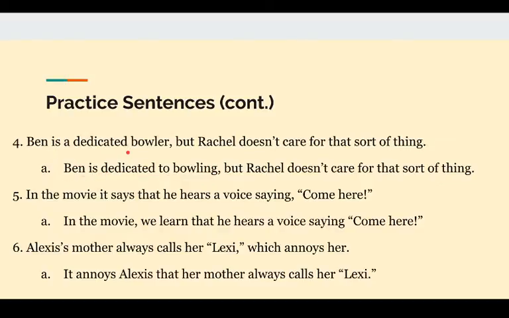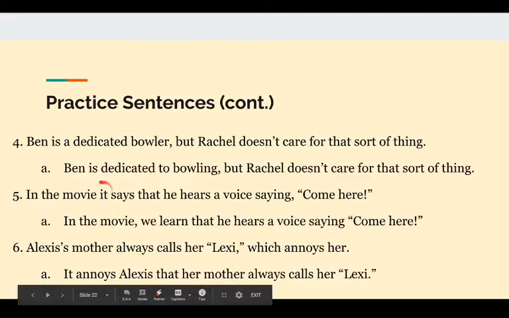So here, that sort of thing is Ben's dedication to bowling. But then Ben being a dedicated bowler, we don't know that Rachel doesn't care for him either being a dedicated bowler or just Ben by himself. So in sentence number 5, we have, in the movie, it says that he hears a voice saying, come here. So we can fix that by saying in the movie, we learn that he hears a voice saying, come here.